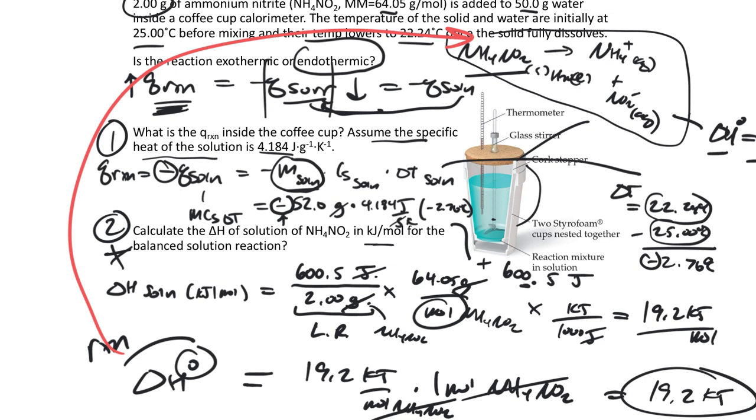So do you remember how if you double the coefficients in a reaction, you double the magnitude of delta H? So if we had 2 moles of ammonium nitrite going to 2 moles of ammonium and 2 moles of nitrite, then it would have been 19.2 times 2. And so you can see how different delta H's of reactions can be determined. You just look at the coefficient here as a 1, and that's how you multiply this by 1. So it's a really simple conversion for this problem.